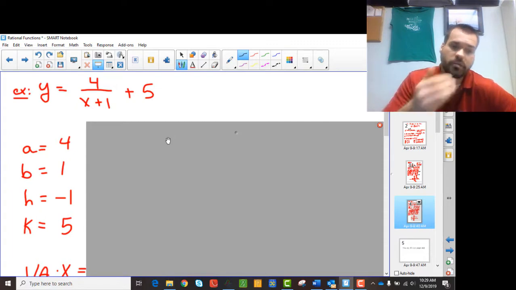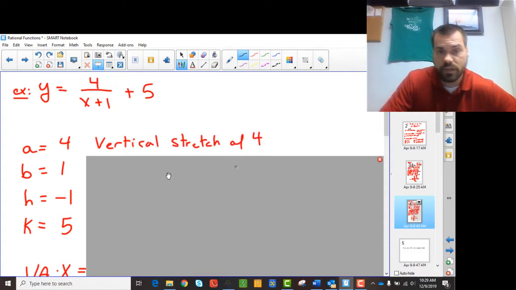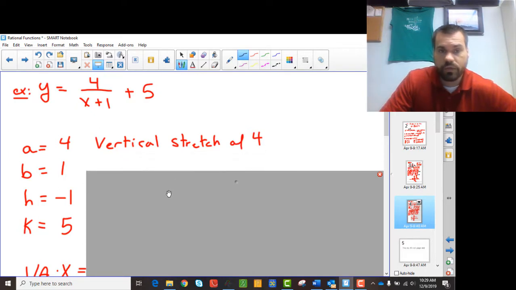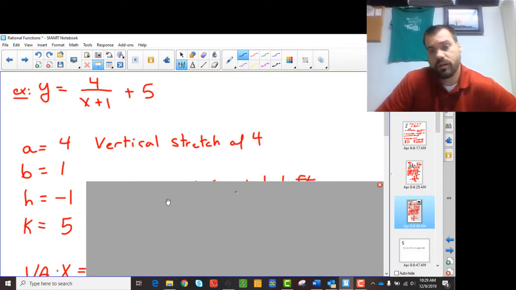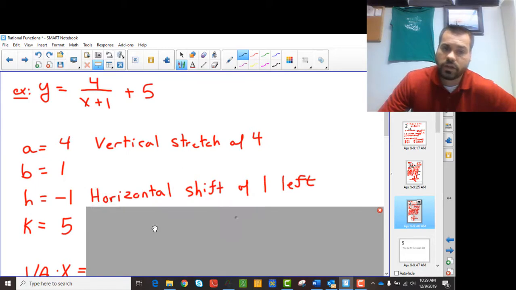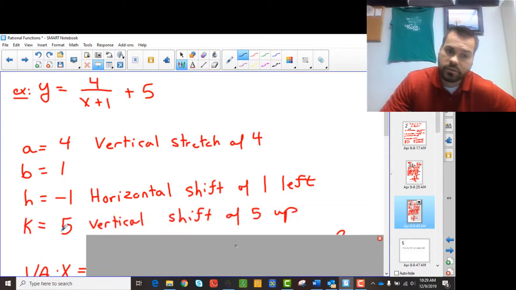Then I like to describe the transformation. So what does that mean? It means that there's a vertical stretch of 4. There's a horizontal stretch of 1, if you want to say that, but it's easier just to leave it because it's not actually doing anything. And then there's a horizontal shift of 1 to the left because it's negative. So it's going left as opposed to right. And then it's going up. So there's a vertical shift of 5 up. And again, you can call these translations if you want to.